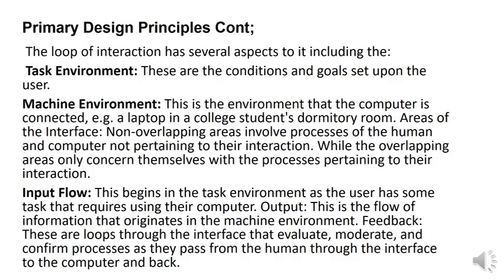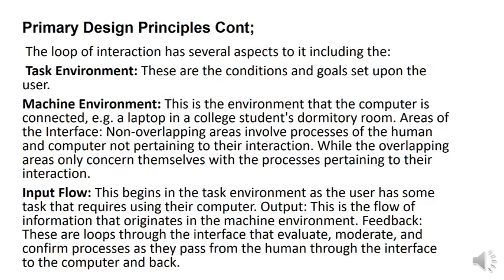Primary design principle. The loop of interaction, you know what we call the loop of interaction? That is the link between the human and the system. The loop of interaction has several aspects to it, including task environment, inner condition and goals set upon the user. The machine environment: this is the environment that the computer is connected to, for example, a laptop in a college student dormitory room.